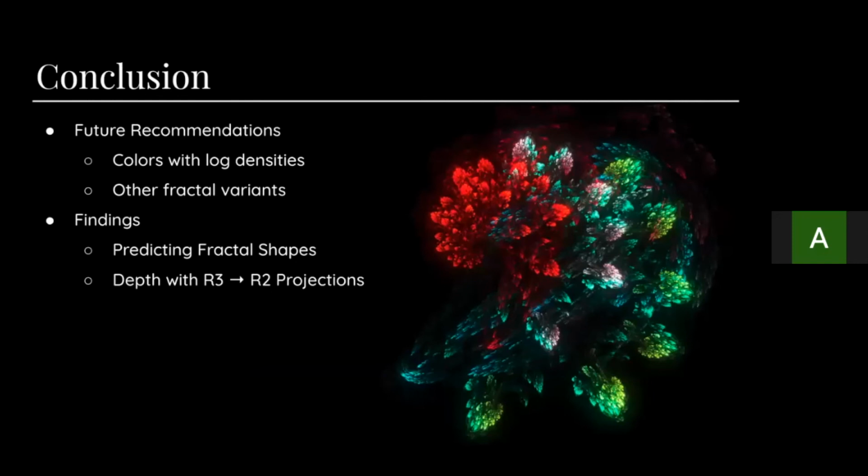So in conclusion, we have a couple future recommendations of things that we would do if we had more time. And that would include adding colors to our fractals, basically giving each function a different color so you can see what role it's playing exactly in the flame fractal. And then also just experimenting with different fractal variants. But overall, our findings were that we can use linear algebra to predict some of the flame fractal shapes and their end state behaviors, and also that we can achieve some sort of a depth by projecting points in R3 to R2, which is on the screen.